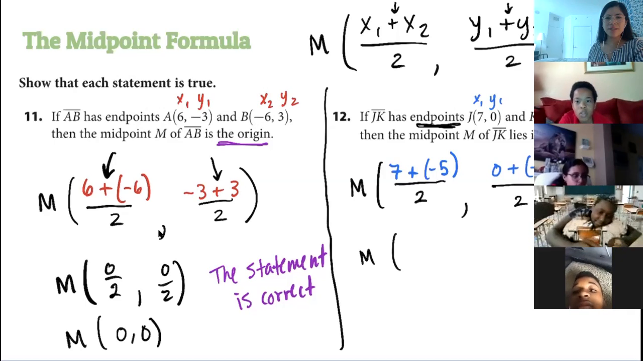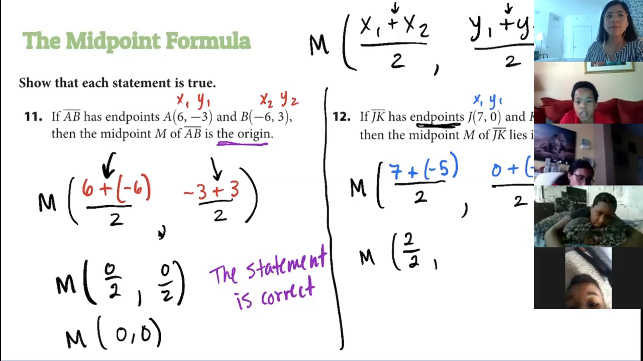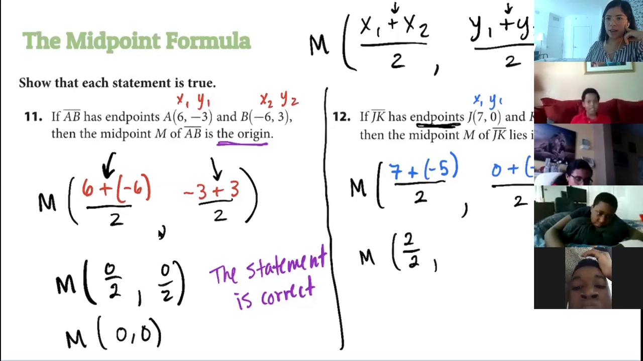So it's 2, but there's also a 2 under it, so it would be a 1. Good. And I'll write that in the next step. Okay, so it's 2 over 2 for the x coordinate, and then my y coordinate, I have 0 plus -4, so that's going to be -4 over 2.